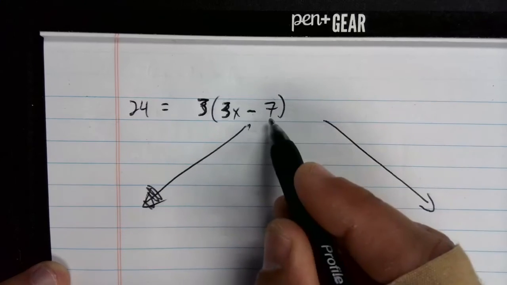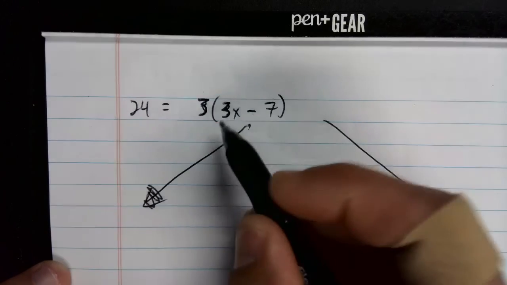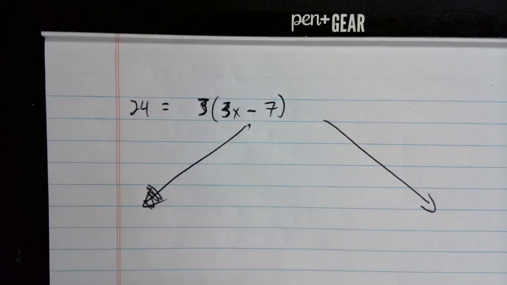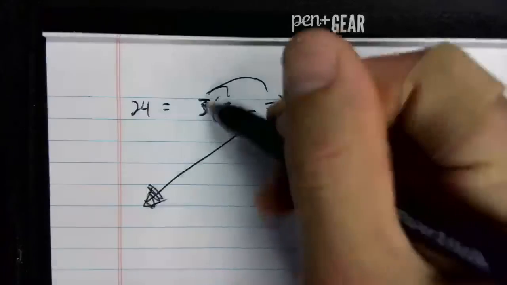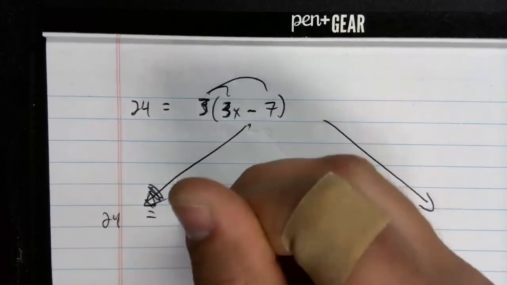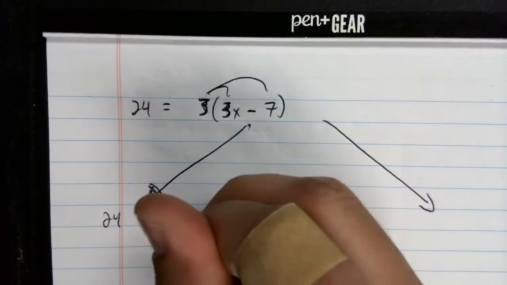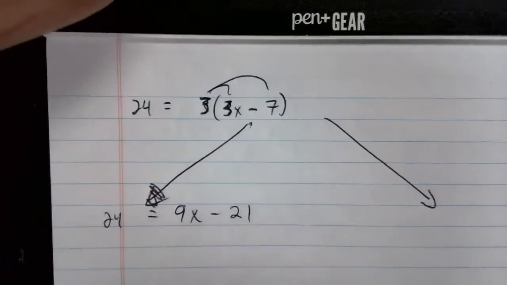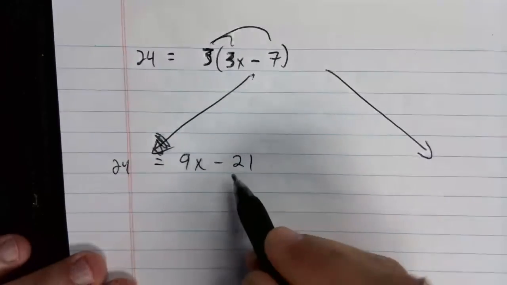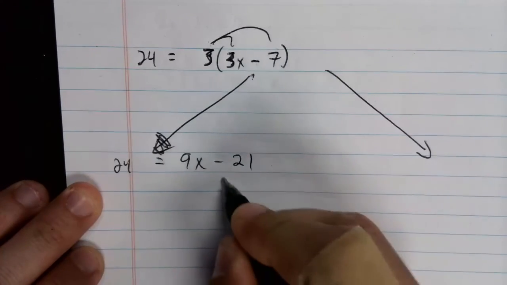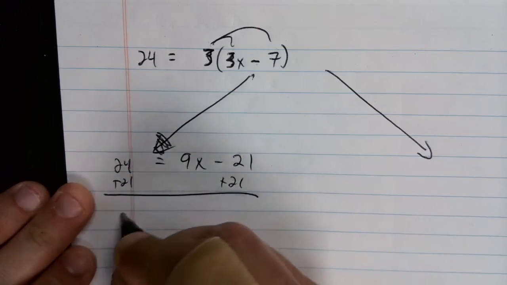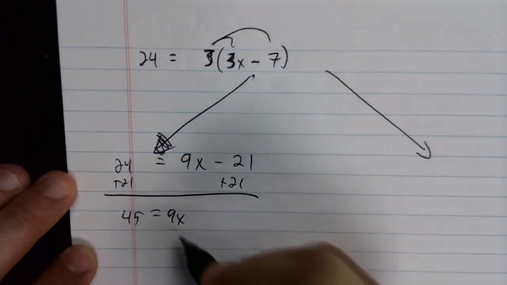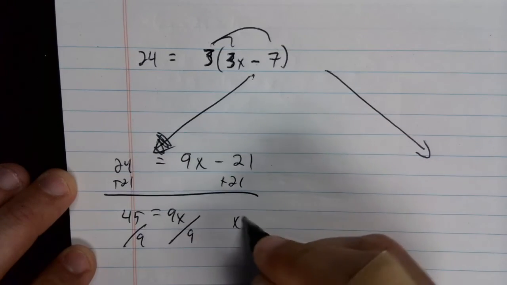So, we're stuck there. But, wait, we know how to get rid of the parentheses. We're going to distribute, which is multiply. We're going to visit each person, so I've got 24 equals 3 times 3x is 9x. 3 times negative 7, negative 21. All right, so from there, then I can say, well, I need to move the 21 over here. I will add it. So I've got 45 equals 9x. Last step, divide by 9. So x equals 5.